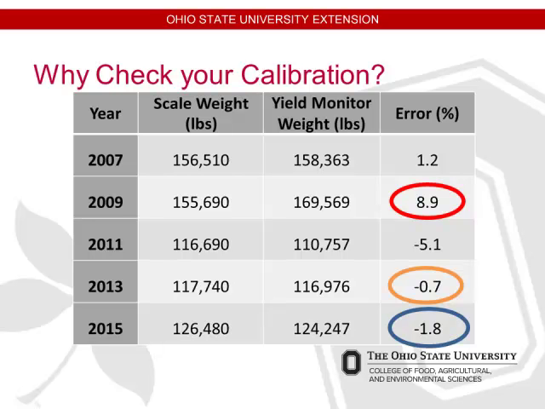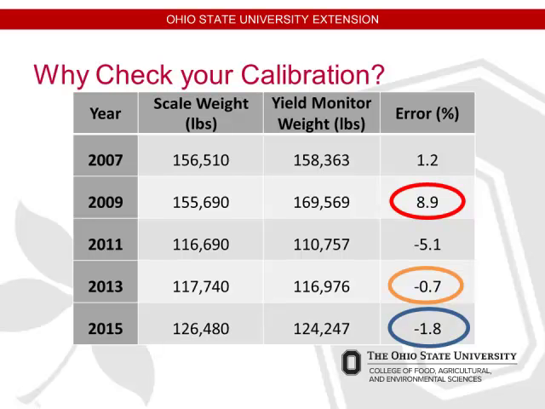So what this gave us, well, that combined with the fact that they weigh all of the grain from each of their fields, gives us the opportunity to see how accurate our calibration was by the end of the season if we didn't recalibrate. So what we have here is the scale weight in the first column, and then the weight that the yield monitor measured for that field in total in the second column. And then that third column is our error. So that's how far off we were between the scale weight and what the combine thought we had.